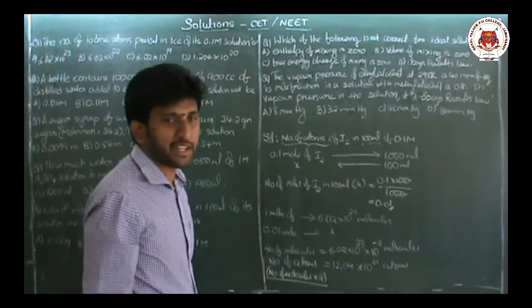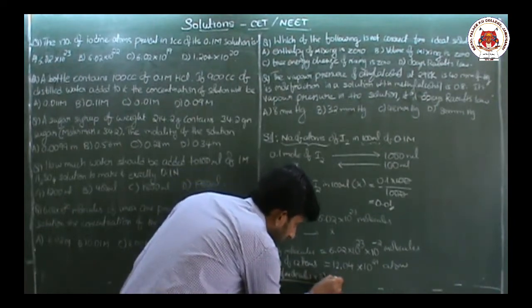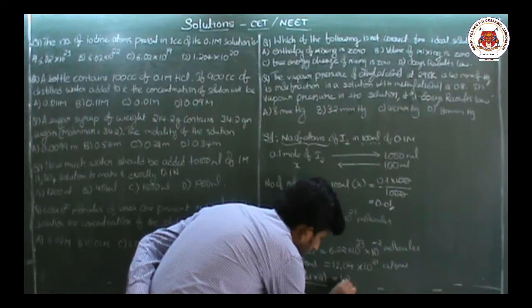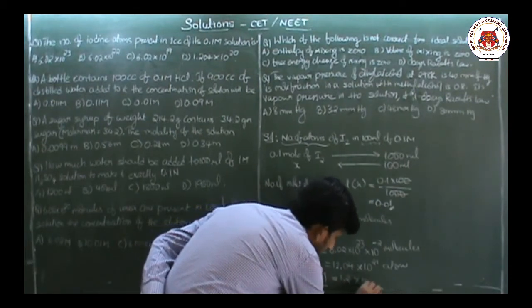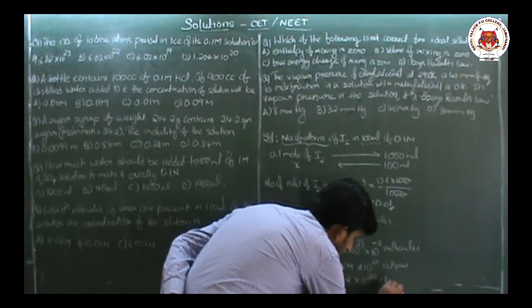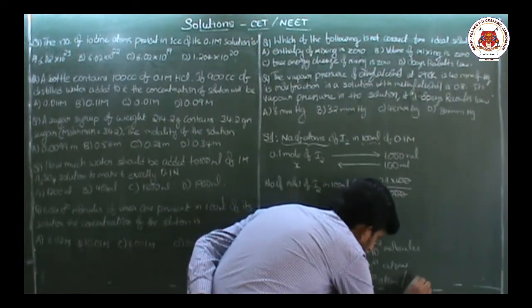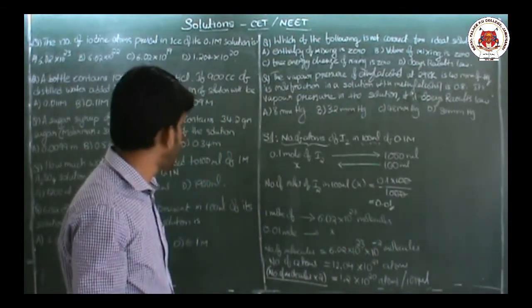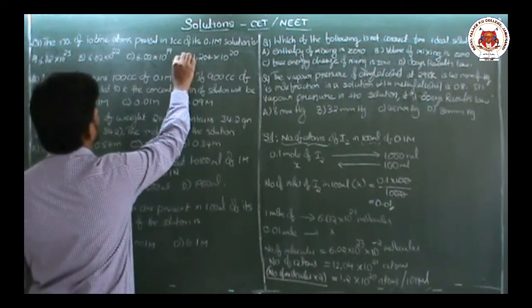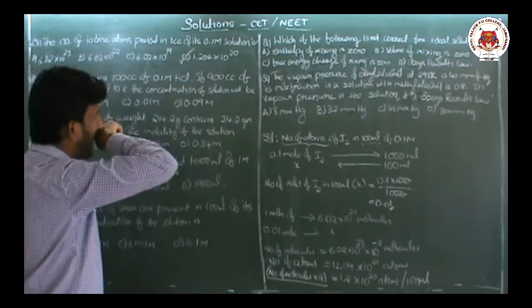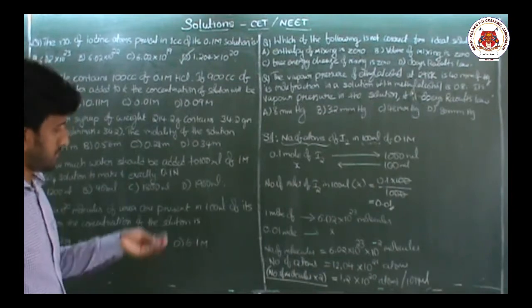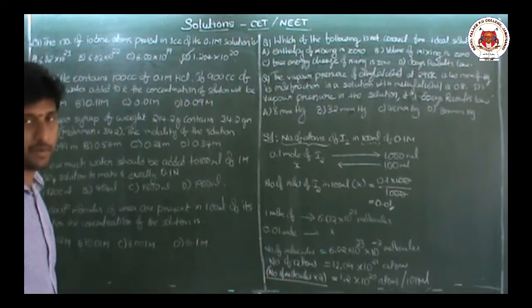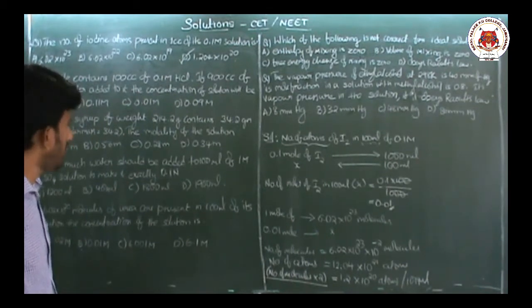The same thing can be written like this by moving the decimal point to the left side: 1.2 into 10 to the power of 20 atoms. This is per 100 ml of calculation. So the answer is 1.204 into 10 to the power of 20 atoms are present in that solution, in 100 ml of solution.